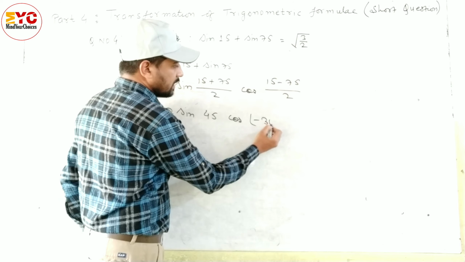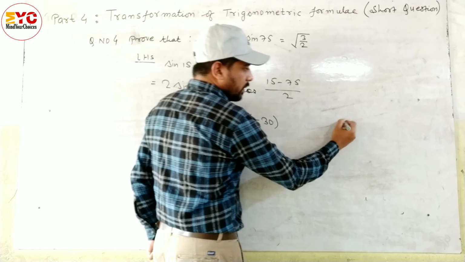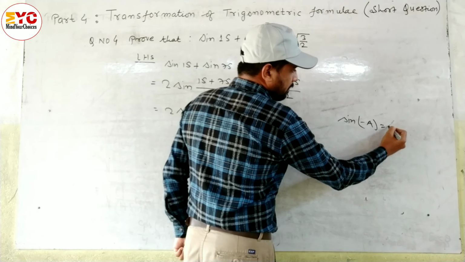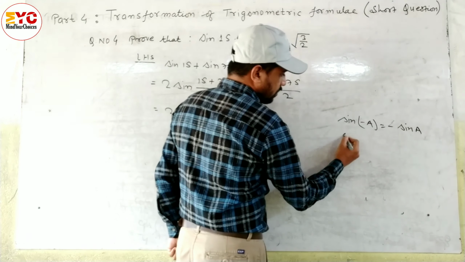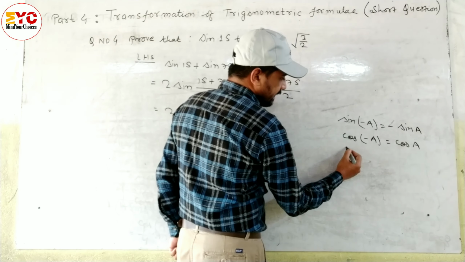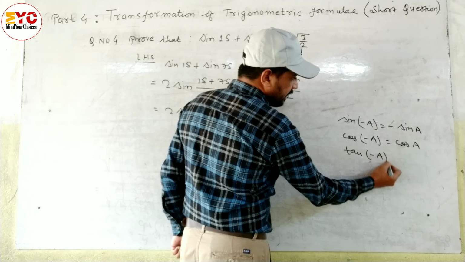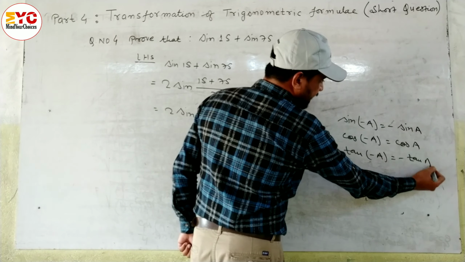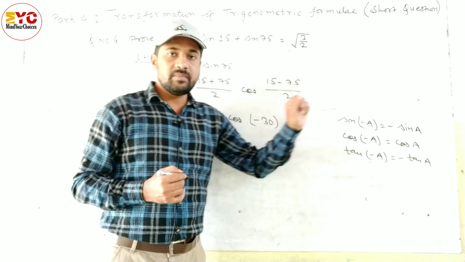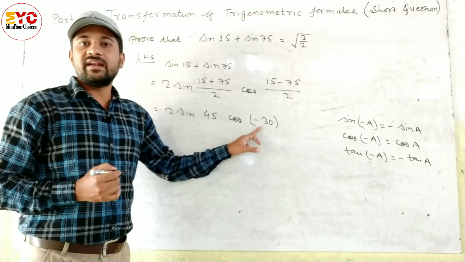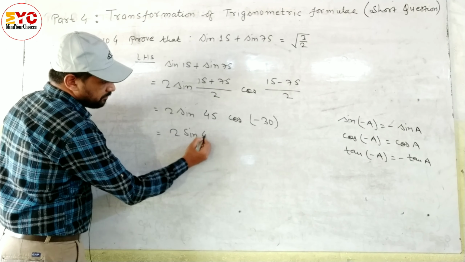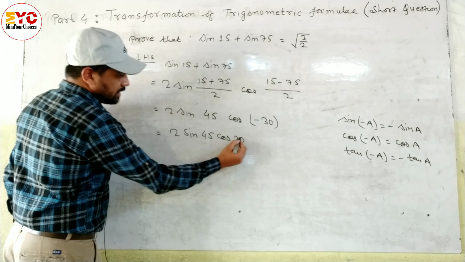And one thing keep in your mind: sine minus A is equal to minus sine A, cos minus A will be cos A, and tan minus A will be minus tan A. Okay, so in cos minus A, it will be cos A, the minus will be removed. So here also minus 30, we can write cos 30 only. So 2 sine 45 cos 30.